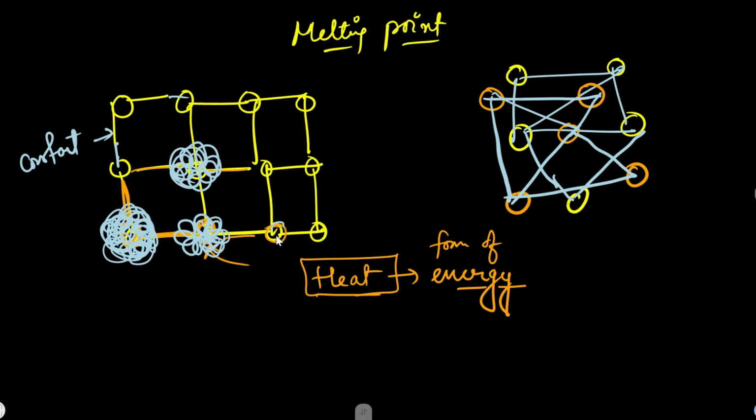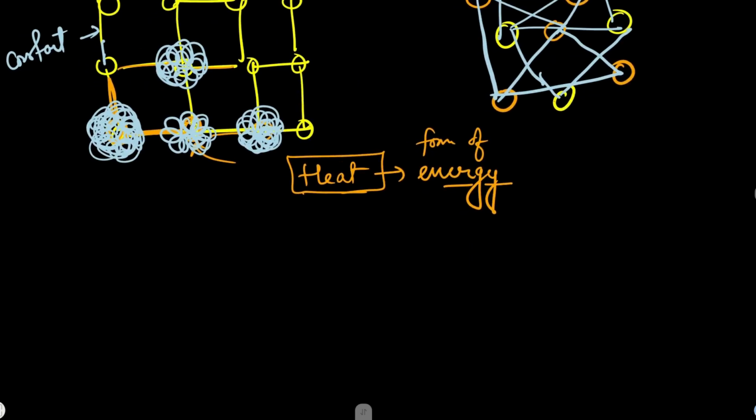Similarly, for other molecules, it will happen in the same manner. Now, what happens if they start moving like this, in this fashion? At one point it was here, and at some point it will become here. Earlier the distance was this, now the distance has increased. So why did the distance increase?